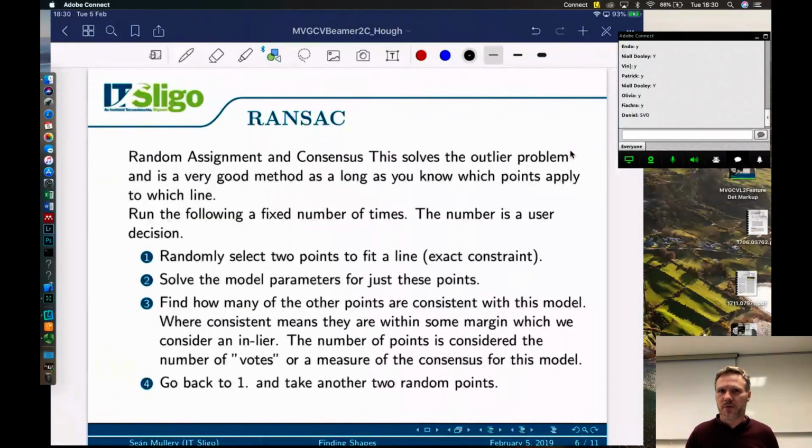But this is a really important algorithm in computer vision. So again, as I say, just because there's just one slide here, maybe describing it, I don't want you to get the impression of its lack of importance.